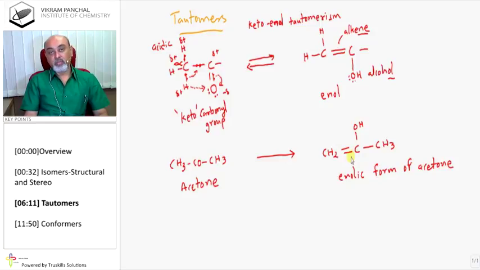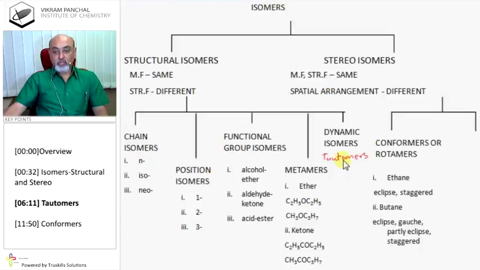It is one of the important structural isomers. And here, as these two are interconvertible, this type of isomerism is also known as dynamic isomerism. So, tautomers. These dynamic isomers are structural isomers.